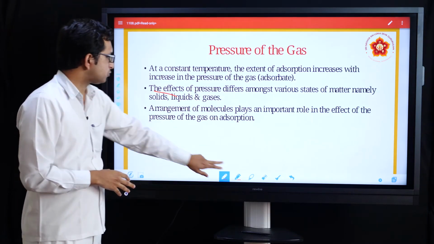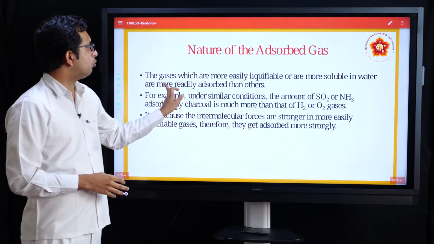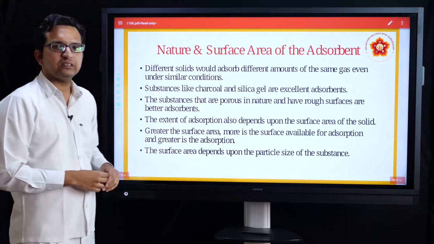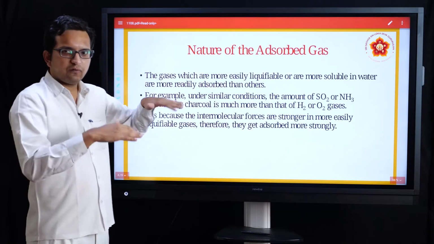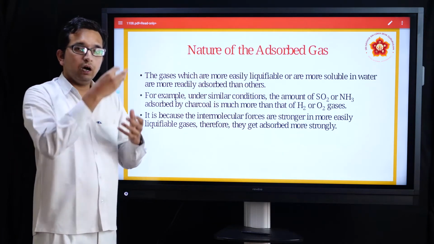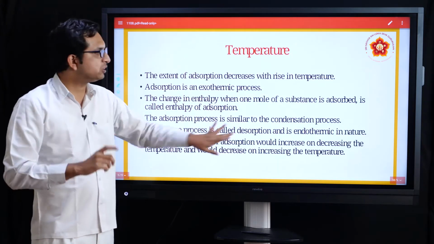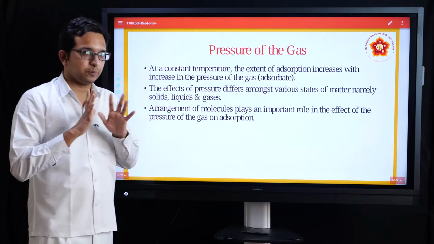Just to go through these four factors that we have here. The first factor was the nature and surface area of the adsorbent. After the surface, you then went to the gas, because that is the one which has been adsorbed on the surface. You then have temperature, inversely proportional, and then pressure, which is directly proportional.